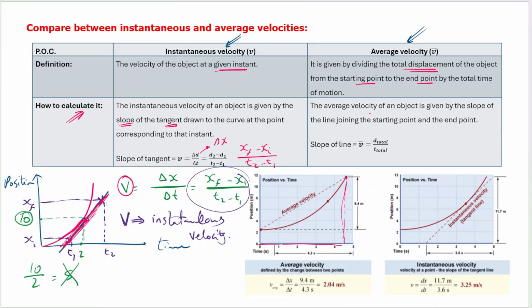How can you calculate the average velocity? The average velocity of an object is given by the slope of the line joining the starting point and the ending point of the graph. And the slope of this line is given by this relation, which is equal to the total displacement divided by the total time, which is equal to the average velocity. So this is the difference between them. This is the average velocity, by the way, and this is the instantaneous velocity. This is the velocity at a certain moment.